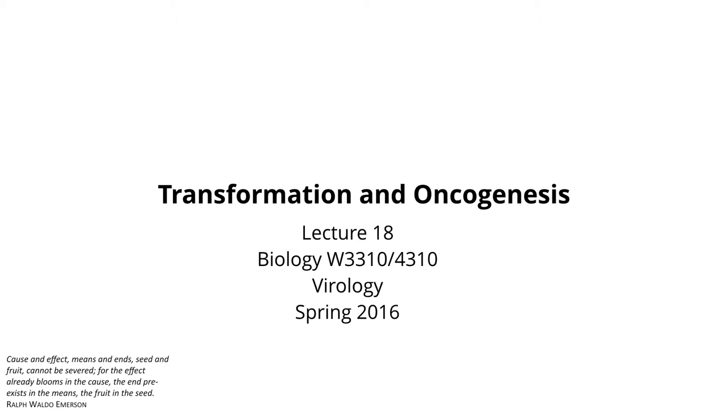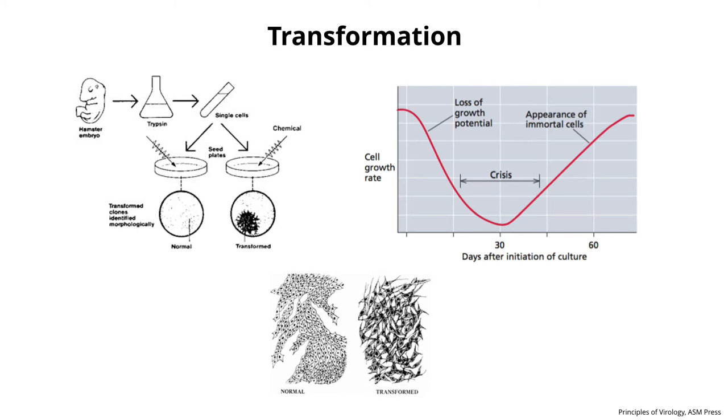Today, we're going to learn about how viruses cause cancer and how this was discovered. And we're going to start with an experiment. We're going to take an embryo, could be a hamster or a mouse embryo, you see here in the upper left. We're going to chop it up and make single cells. We're going to chop it up with trypsin, and then we're going to put it in a culture dish.